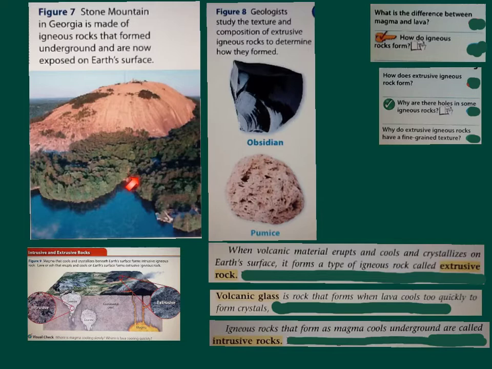Okay, so Stone Mountain in Georgia is made of igneous rock that formed underground and is now exposed on Earth's surface. That would be this picture right here.